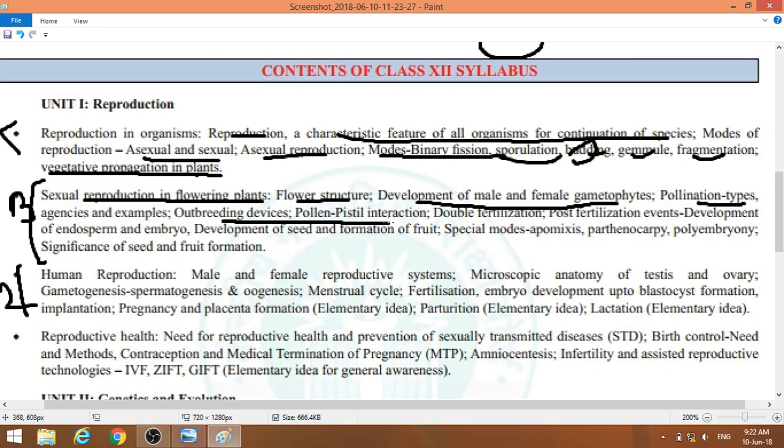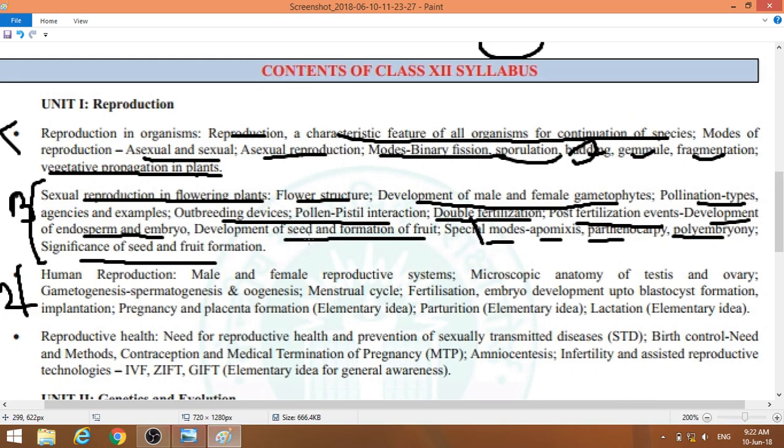Sexual reproduction in flowering plants: flower structure, development of male and female gametophytes, pollination types, agencies and examples, outbreeding devices, pistil-pollen interaction, double fertilization. In the question papers, code series A, the first question was on double fertilization. What is double fertilization? The question came from here. Post-fertilization events, development of endosperm and embryo, development of seed and formation of fruit, special modes, apomixis, parthenocarpy, polyembryony, significance of seed and fruit.